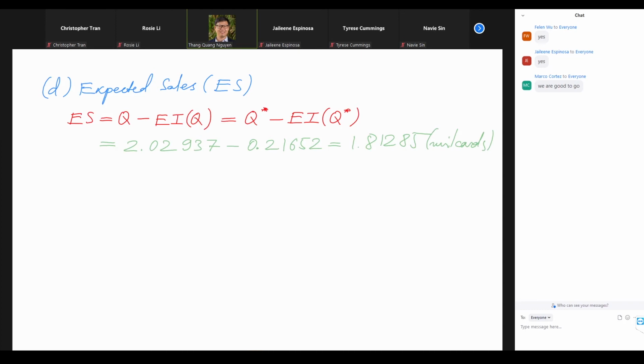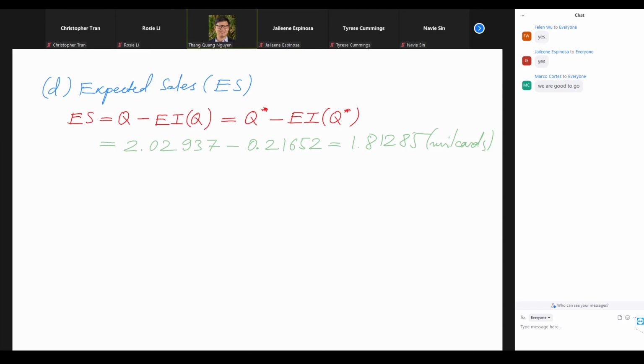Right, at the beginning, we have 2.02 million cards. We expect to sell 1.81 million cards. Then at the end, we have the leftover of 0.21 million cards. Right, so that's the simple subtraction.